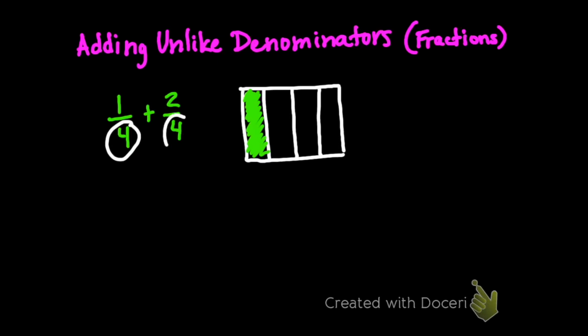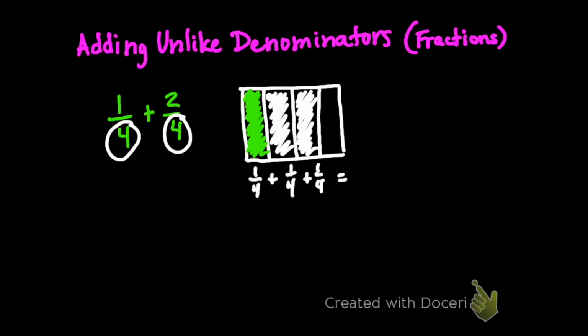Because this is divided into fourths, I can just add my numerator, 2, and shade in 1/4, and there's another 1/4. So when I begin to add up my fourths, in order to find the sum, I can easily recognize that my answer is 3/4.